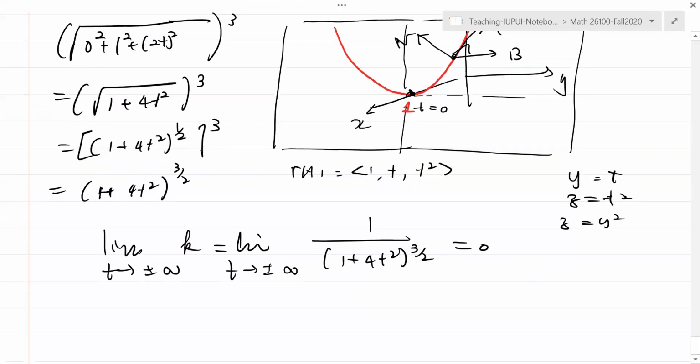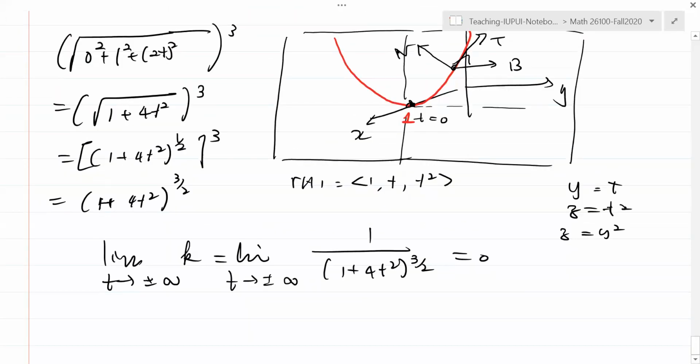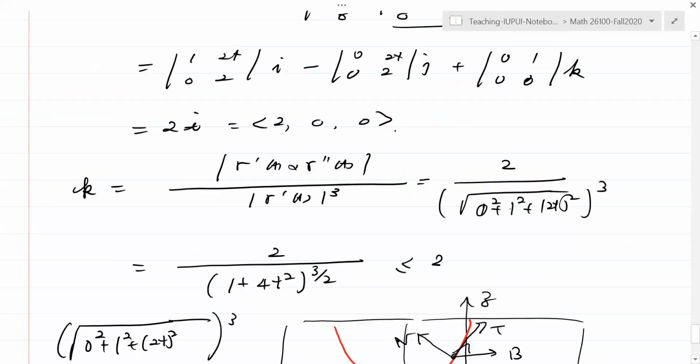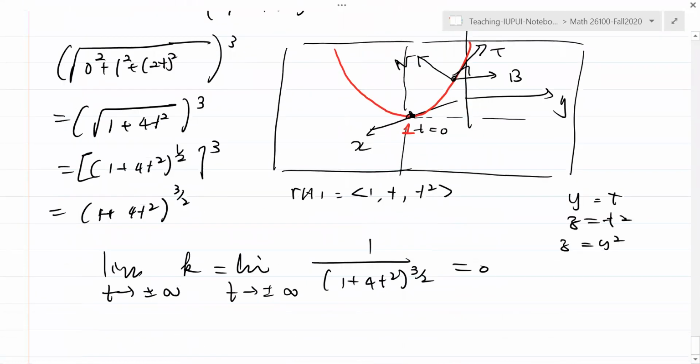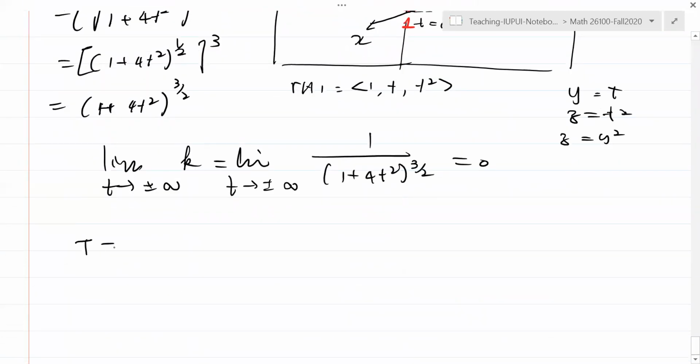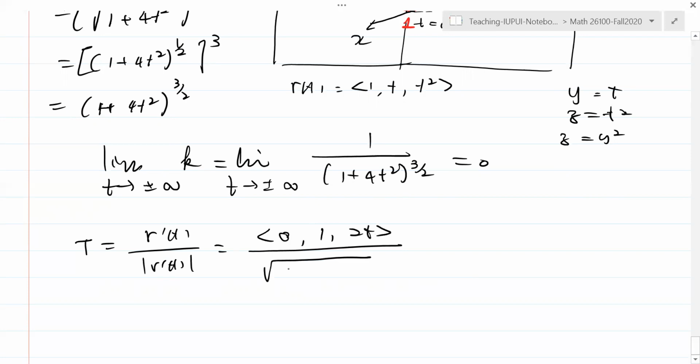The unit vector. We already did a computation. Capital R of t, right? R of t is (1, t) plus the square of t. So T is going to be (0, 1, 2t) divided by the length, and let me write down, it's the square root of 1 plus 4t squared. So this is the unit tangent vector.